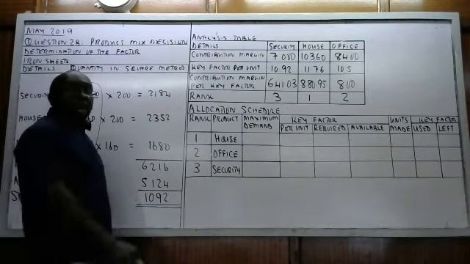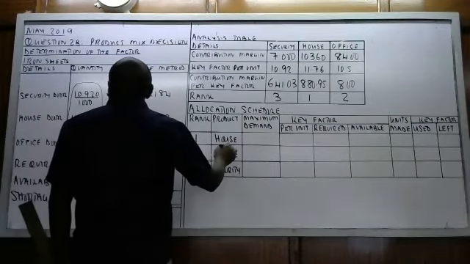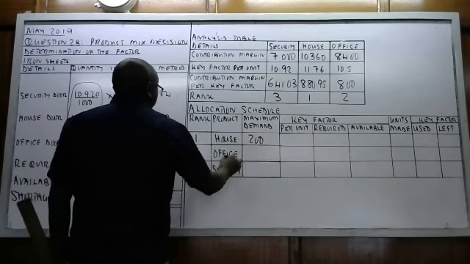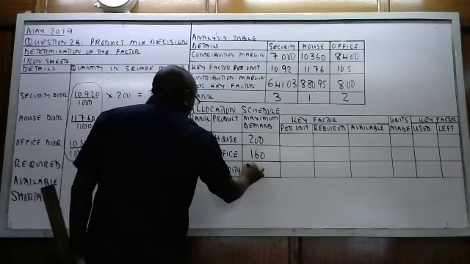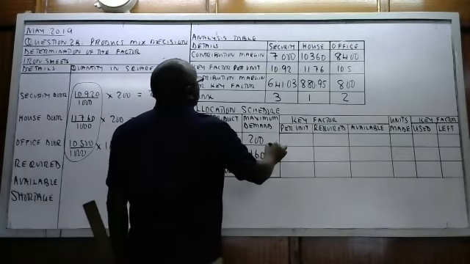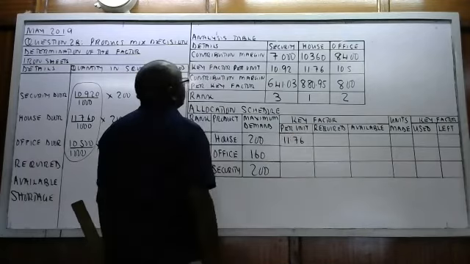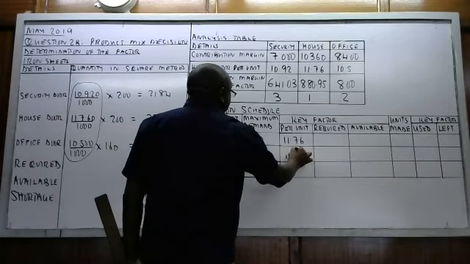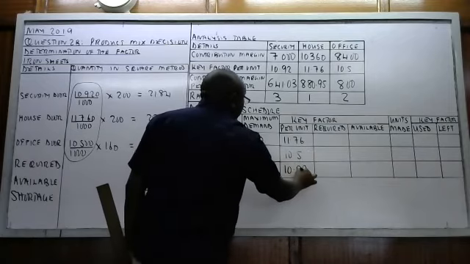Maximum demand, tuangalie ile tulikuwa tumepewa. House ilikuwa inataka 200. Office ilikuwa inahitaji 160. Huyu security ni ya B. Our unit for our house is 11.76. Office is 10.5. Now we will be 10.92.